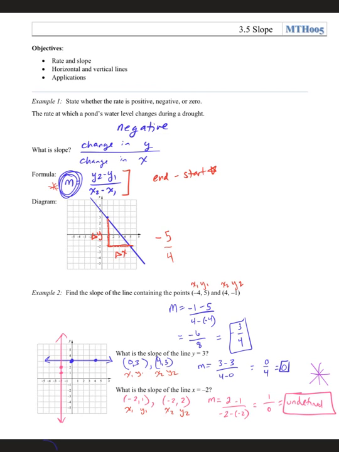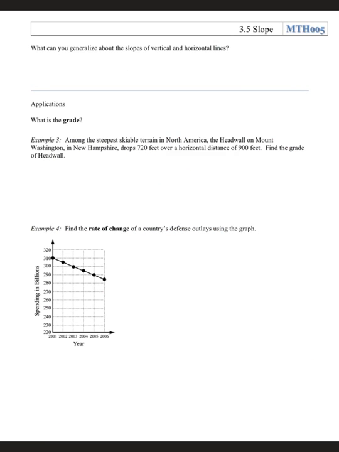Looking back, vertical lines like the pink one here, they have the same x value or the same x coordinate. Horizontal lines will have the same y. So if you just see a point and you recognize that, you can go. So it says, what can we generalize about the slopes of vertical and horizontal lines? So we can say that vertical lines, so that would be a line that goes up and down, has a slope that is undefined. This is the word you have to use for that, undefined.